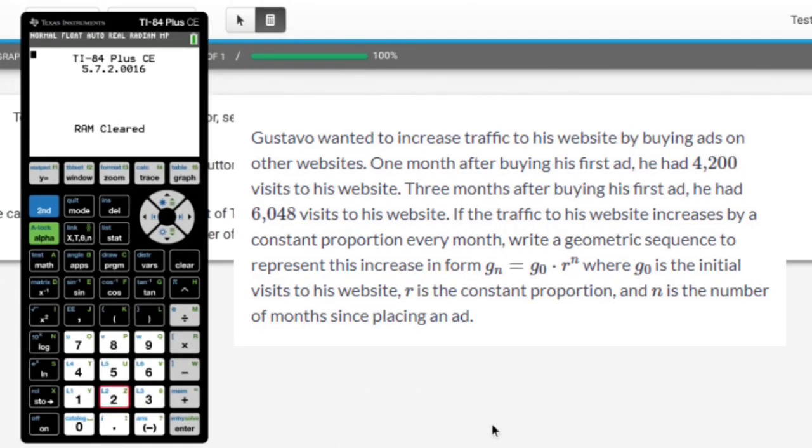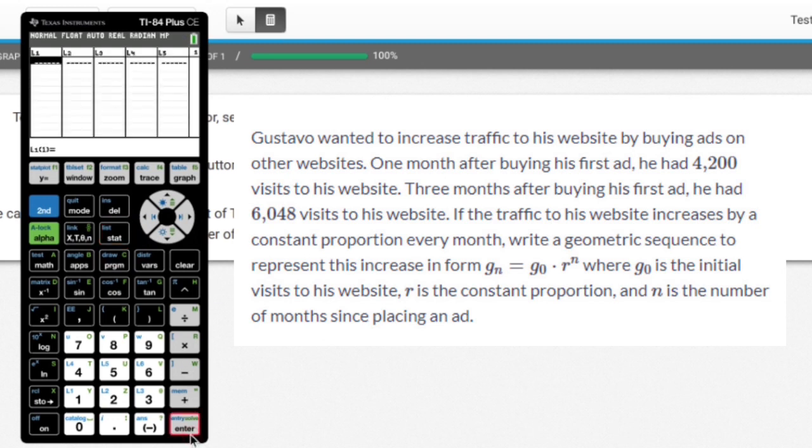All right, so Gustavo wants to make a geometric sequence, which is the same as exponential regression. So I'm going to go to Stat, go to Edit, and type in my 2 data points. 1 month matches up with 4,200. Month 3 is 6,048, like so.